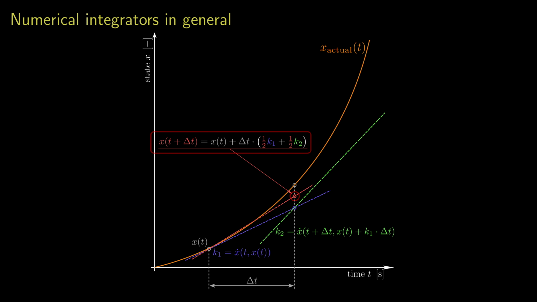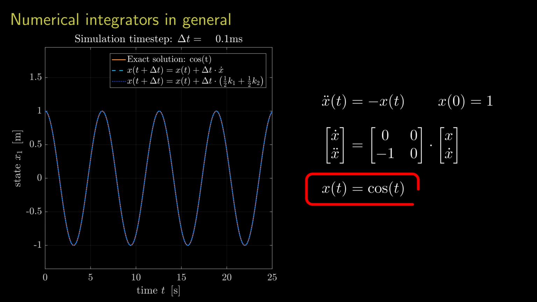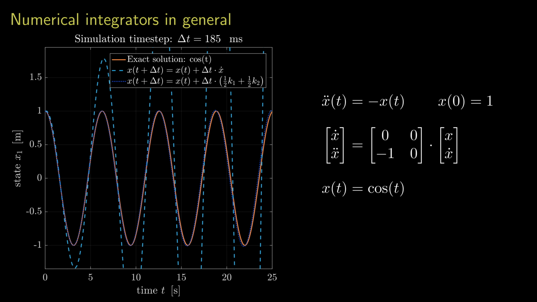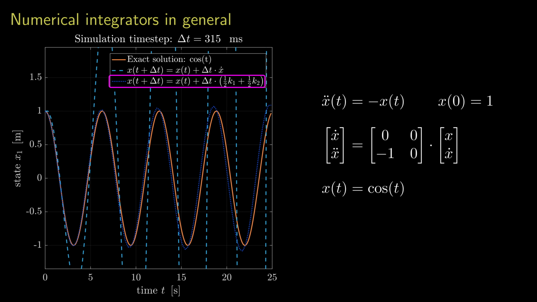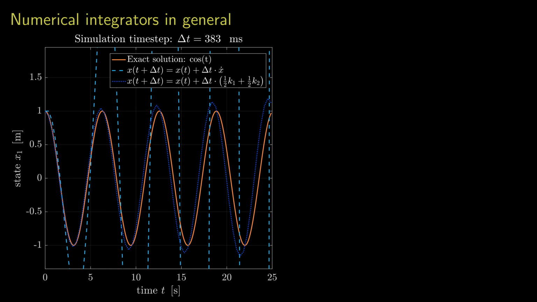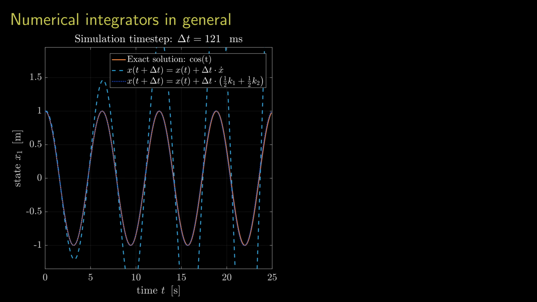Comparing the result achieved with those two methods for a simulation of this system here, where we know the exact solution to be cosine of t, shows us that how big we make our time step greatly influences the accuracy of our simulation. As you can see here, if we adjust our time step to be larger or smaller, you can see how vastly different the accuracy of those two methods already is. The second method allows for a significantly bigger time step, and even though it requires more calculations for one step, it is overall faster because the step size can be way bigger.